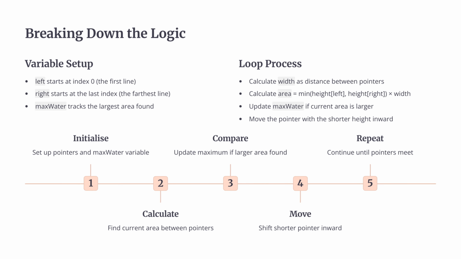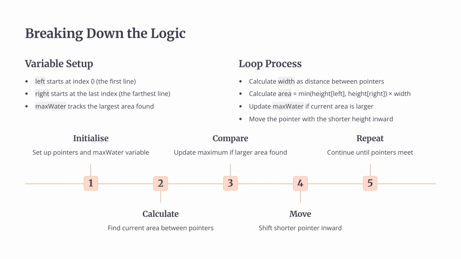Move one pointer. But here's the trick, we only move the pointer that's at the shorter line. Because moving the taller one won't help, it can only make the width smaller without increasing the height. We keep repeating these steps until both pointers meet. And that's when we've checked all meaningful possibilities, efficiently, in just one pass through the array.